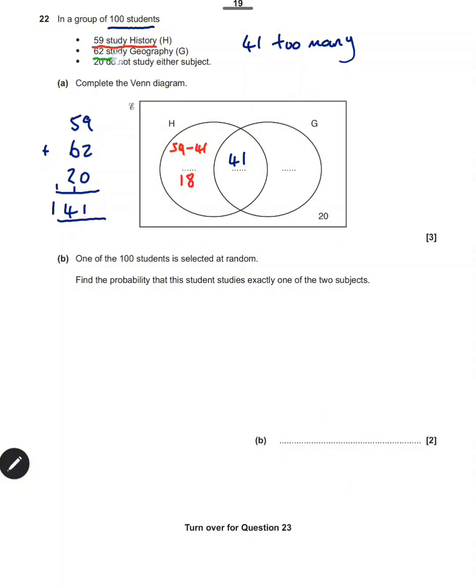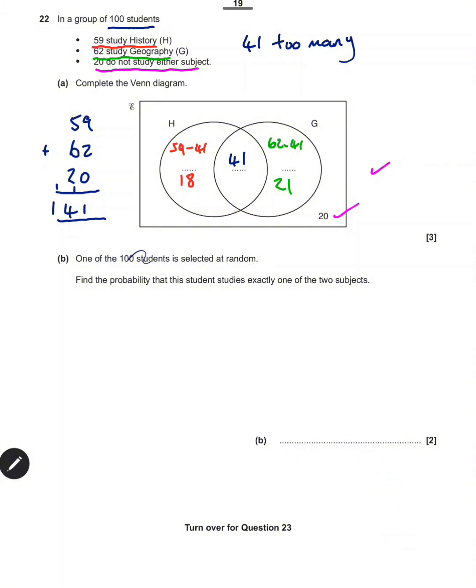Let's look at my geography students. There's meant to be 62 in this circle altogether, and there's 41 of them. So I need to do 62, take 41, and 62 take away 41 is 21. And then this bit at the bottom, 20, not studying any subjects, that's already done. We can just double check that these all add to 100. 18 and 41 is 59. That would be 60, 70, 80. Yeah, makes 100 altogether.